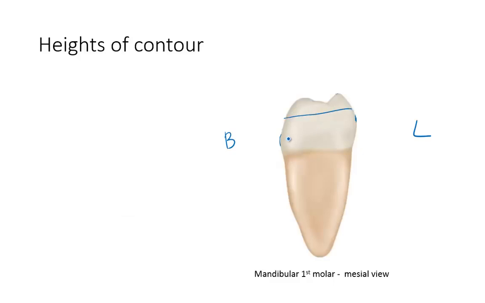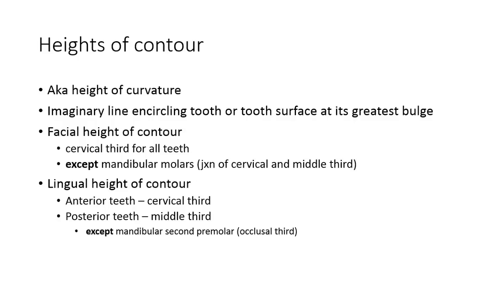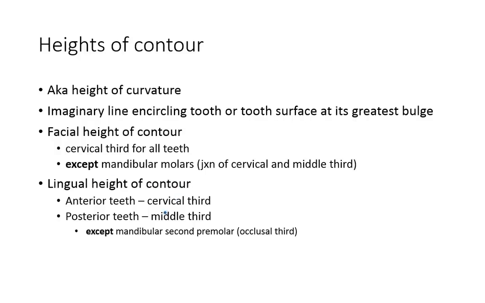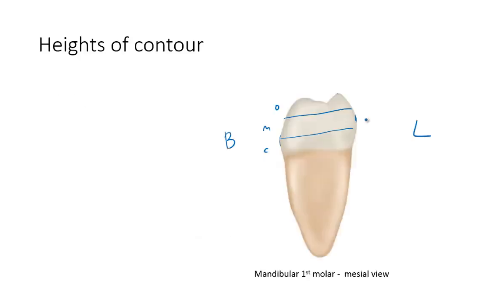So if we divide it this way, right, this is your occlusal, this is your middle, and this is cervical. Now the buccal height of contour is going to be the junction of the middle and cervical third, and a lingual height of contour is going to be in the middle third. Yeah, so you see that follows the rules, right? So the buccal height of contour for mandibular molars is in the junction of the cervical and middle third, which is this right here. And a lingual height of contour is in the middle third, and that's right here in the middle third.